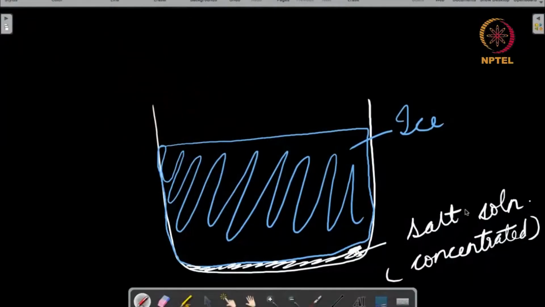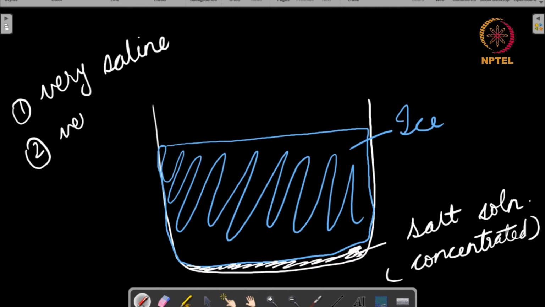Now, it becomes very important in the case of thermohaline circulation, because what is happening here is that when you are reducing the temperature, you are getting ice that is made out of pure water and you are getting a very highly concentrated salt solution. Now this salt solution that remains has a number of properties. One, it is very saline. Two, it is also very cold, because it results when the water is being frozen, and so the temperatures are also very low.